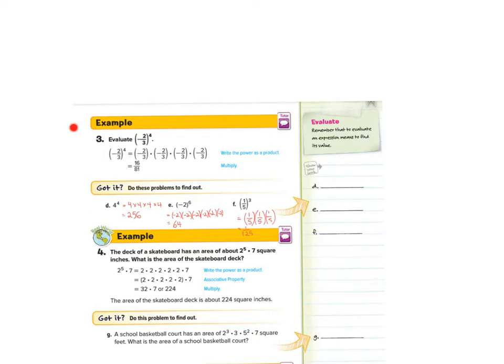Well, 2 to the 5th power means 2 times 2 times 2 times 2 times 2. Or you can say 2 to the power of 5. You can say it either way. Times 7. 2 times 2 is 4, times 2 is 8, times 2 is 16, times 2 is 32. And then, so here, this value is 32. This is another way of writing the number, 32. So 32 times 7 equals 224.